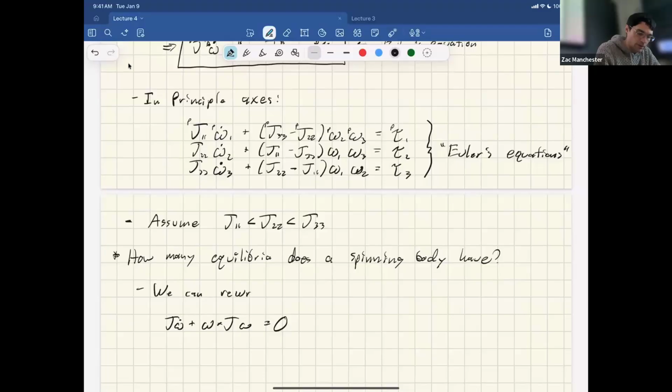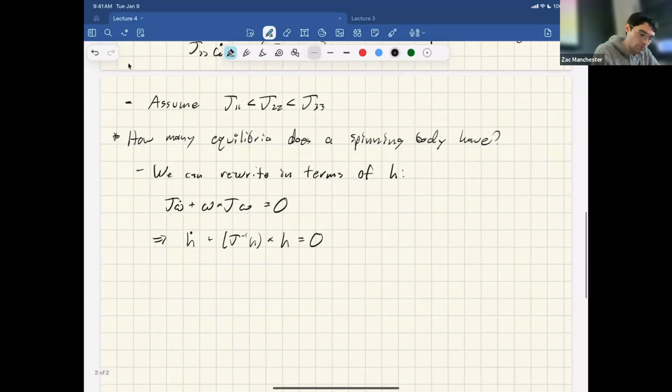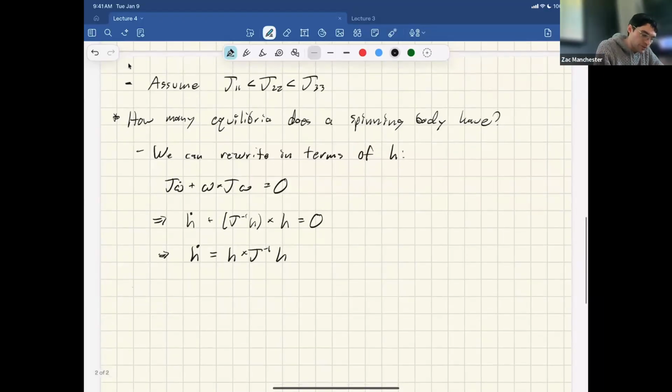we can actually rewrite this in terms of h, which is sort of equally valid. So that first term is h dot, and then the next term, I can write omega as j inverse h, and obviously j omega is just h, right? So I can write it this way, and then slightly rearrange this and write it as h dot equals h cross j inverse h. So it's the same idea, just rewritten slightly, and this maybe is somewhat illuminating. We're going to do some stuff with this later.